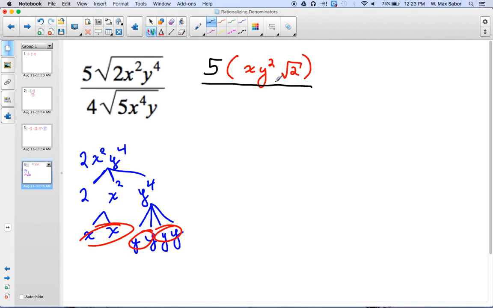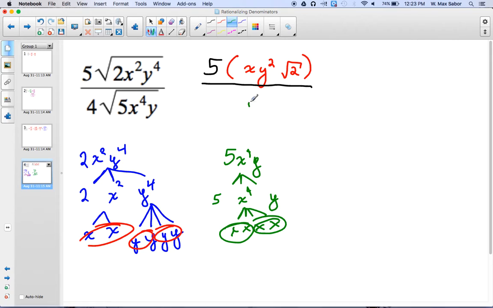And in the denominator, let's do the same thing for the denominator. We have 5x to the 4th y, which is 5 times x to the 4th times y. That's x, x, x, x. So we have two pairs of x's. And the 5 and the y are left over. I still need to write this 4 over here.